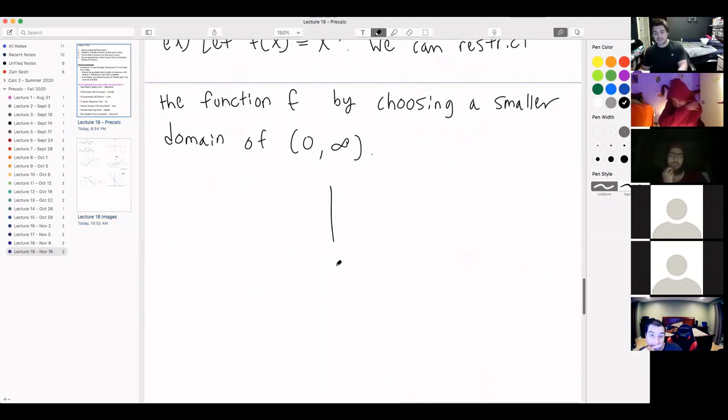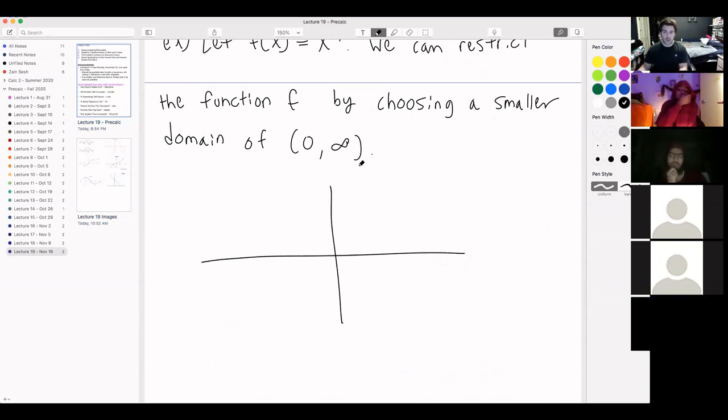What that's going to look like on the graph, you just plug in values from 0 to infinity into your function x squared. So you're just going to get the right half of the parabola. This left side, when you plug in the negative numbers, is not there anymore. So we're restricting the domain of the function x squared. We're taking a subset of its original domain and just looking at the function with that smaller domain.